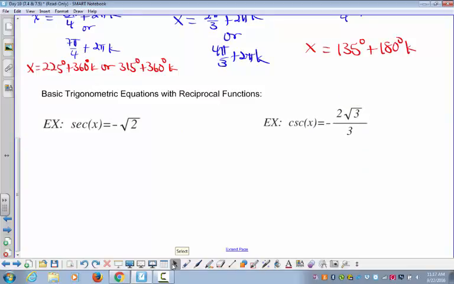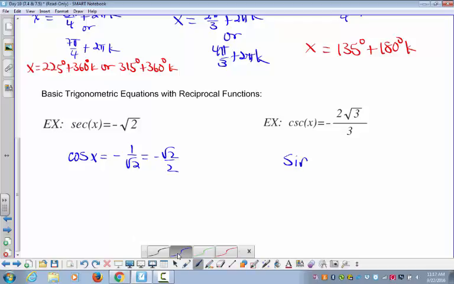Let's try these guys. So these are a little bit more complicated. They're basic trig equations because we have a trig function and a number. But secants and cosecants, my recommendation is to convert to sines and cosines. So this will be cosine of x equals minus 1 over root 2, which is minus root 2 over 2. So I would rewrite those so that you're dealing with sines and cosines. Dealing with sines and cosines is always easier. So let's rewrite this one as minus 3 over 2 root 3. And if you rationalize the denominator, you get minus root 3 over 2 if you multiply top and bottom by root 3. You'll end up with minus root 3 over 2.